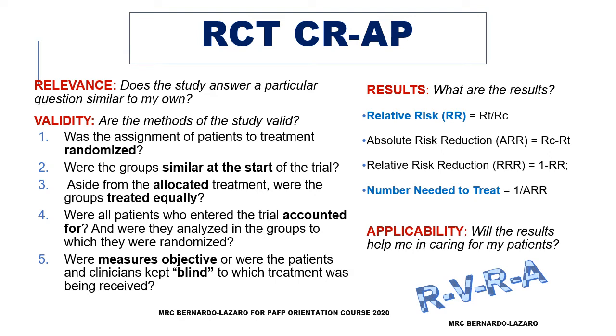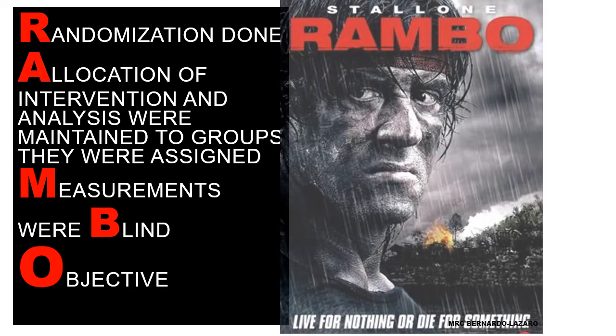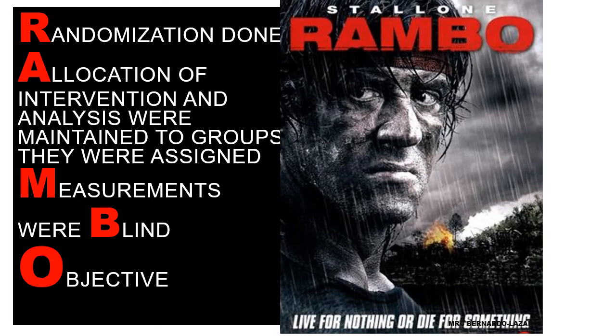Medyo mahaba ba? One way to remember the treatment validity guides is through the acronym RAMBO. R, randomization should be done. There should be A, allocation of intervention, and another A, analysis were maintained to groups they were assigned. And MBO stands for M, measurements should be B, blind, and O, objective. There you go for John Rambo. Do you remember him? So easy, right?